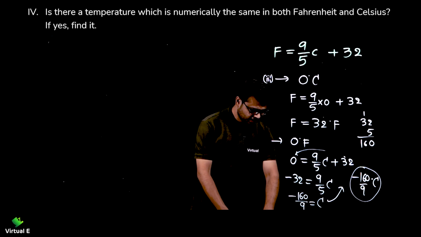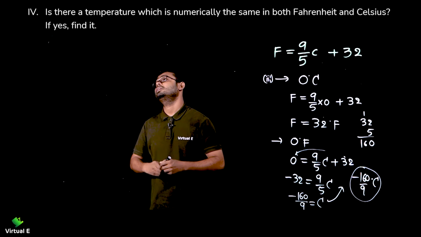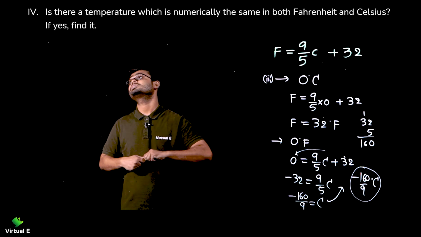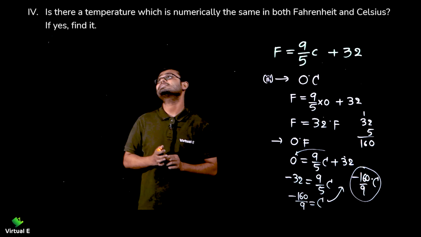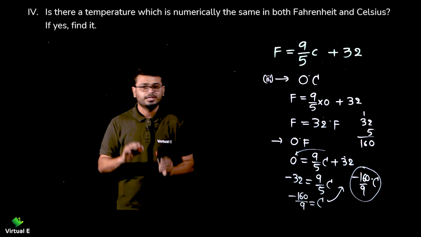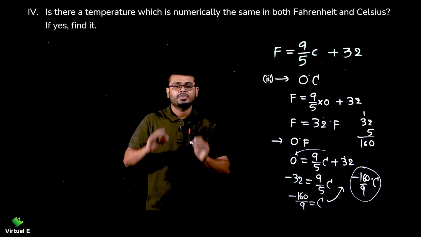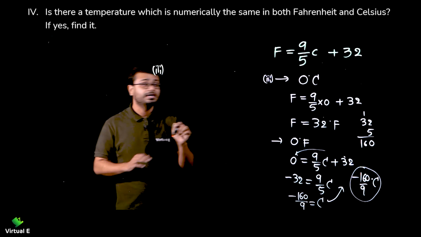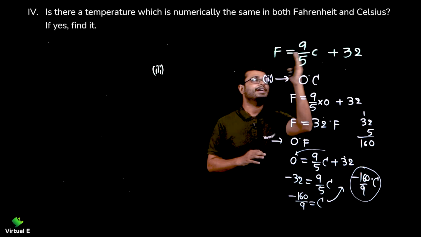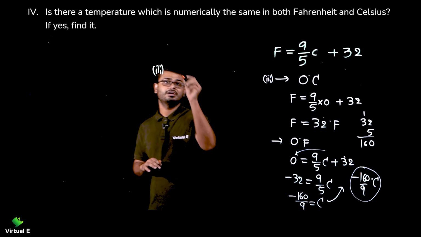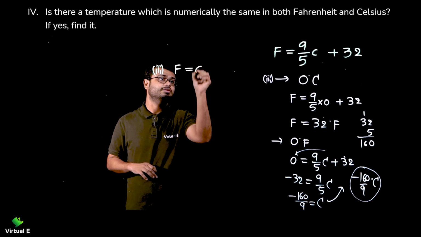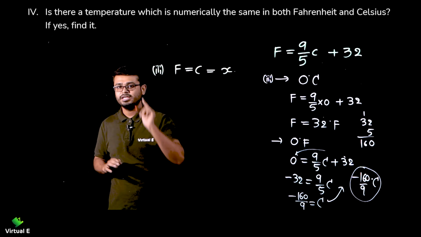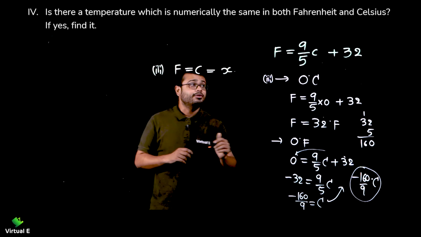Now let's move on to the next question. Is there any temperature which is numerically the same in both Fahrenheit and Celsius? If yes, find it. Now this is a very interesting case. What they are asking basically is, can we get some temperature at which the Fahrenheit and Celsius values will be the same? So let's start. F is equal to C is equal to, let's take x. Both temperatures should be equal. Let's check whether it can be found or not.